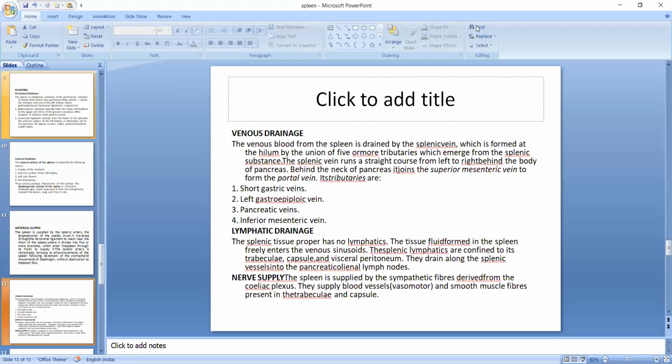The spleen is supplied by sympathetic fibers that are derived from the celiac plexus. They supply blood vessels and smooth muscle fibers present in the trabeculae and the capsule.